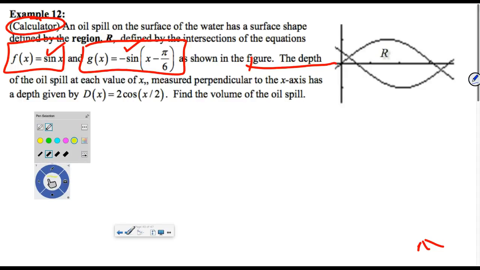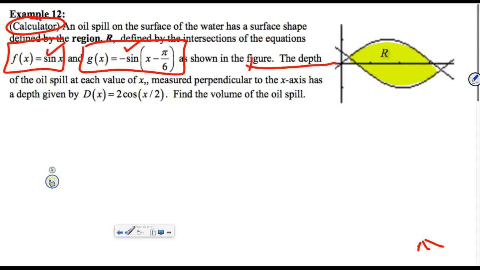Let's talk about that because I don't like you to get tunnel vision. Yes, we're talking about cross-sectional volume, but could I ask you in part A to find the area of that oil spill? Yes. Top function minus bottom function dx. Why no pi's? Yeah, it's not a volume. I'm not revolving it. It has nothing to do with that.